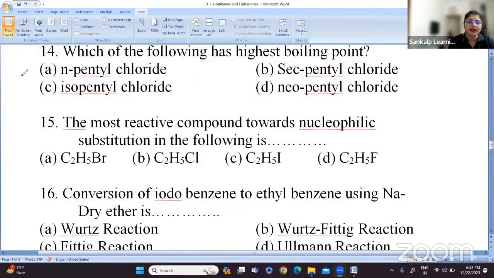Okay, so remember that the better the leaving group, the faster is the nucleophilic substitution reaction. The stability of the leaving group is iodine greater than bromine, greater than chlorine, greater than fluorine, the fluoride ion. So the better the leaving group, the faster is the nucleophilic substitution reaction. Remember this. So which will be the answer now?